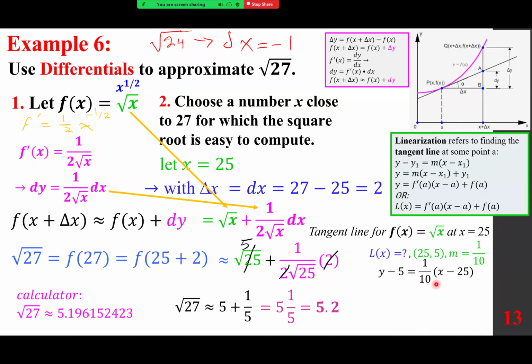And 1 over 10 times x minus 25 over 10. You move that and combine them and you get 1/10 of x plus 5 halves. I'm assuming you can go from here to here. Now, if I plug in 27, I should get 5.2. I'm going to leave it for you to verify that. Make sure you verify that, everybody.